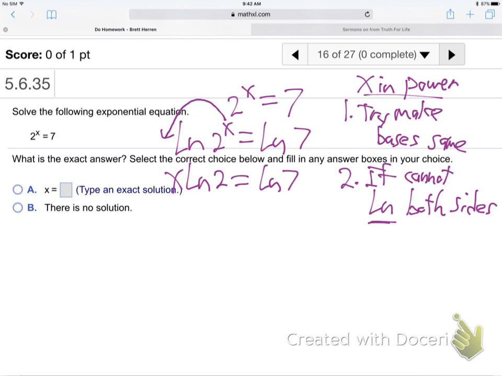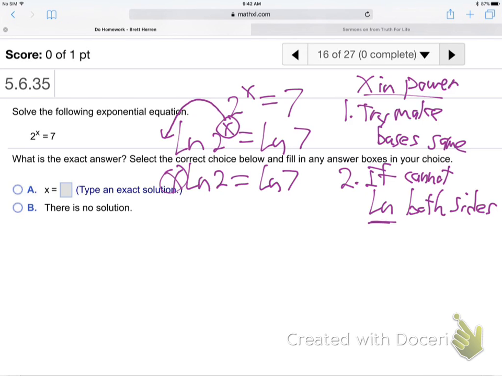That's what logs do. That's the great quality of logs. We have nothing else that does that. That takes something from the power zone just down to the base zone. That's a big change, right? It was in power, it's out of power. Just pulls it on down right out of power like that. Now that it's just a regular x, it's not in power, now it's cake. Now it's a super easy problem.